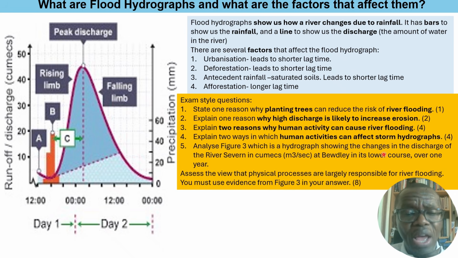and then trying to manipulate any data that we have been given in that particular hydrograph. And then on top of that, we would then need to talk about other processes other than the physical processes that we can see in the infographic. So processes such as urbanization, deforestation, or any afforestation that has taken place there, and then weigh them all up and come up with a definitive judgment or conclusion about whether it's physical processes that are largely responsible for river flooding or whether there are other factors that are more important.